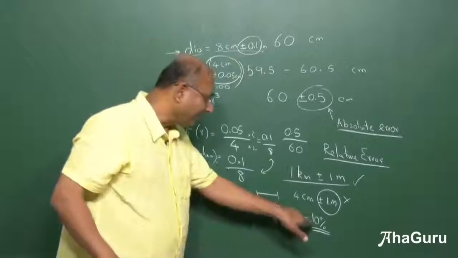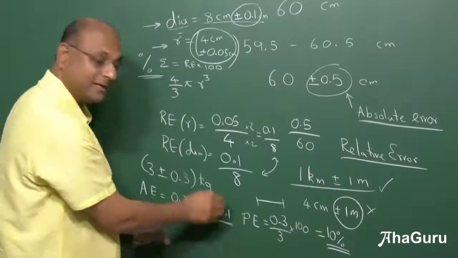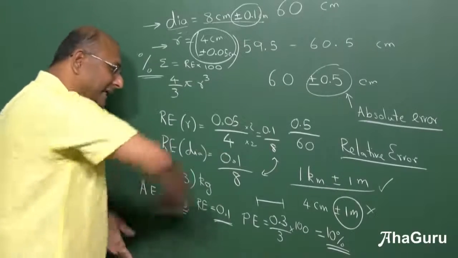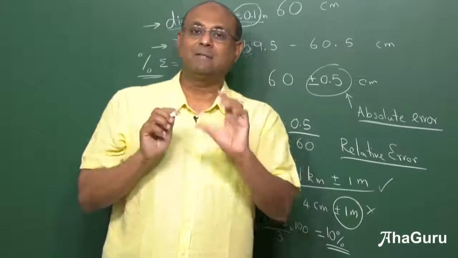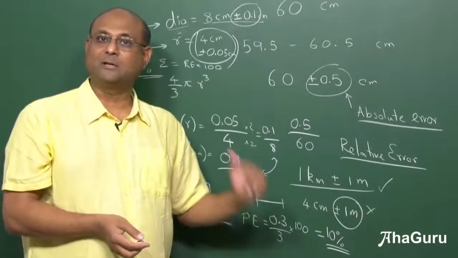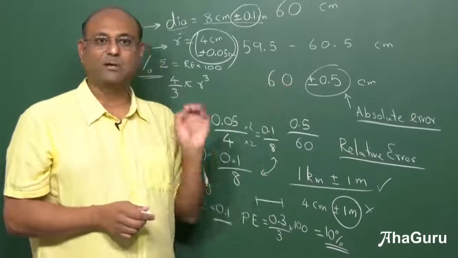So for 100, the error is 10. For 1, the error is 0.1. Okay, for 3, the error is 0.3. Actually, it's the same statement. All these are the same equivalent statement. So whenever we are given the error, we must be able to find out what is the relative error and what is the absolute error and what is the percentage error. Okay, so that's very critical and important.